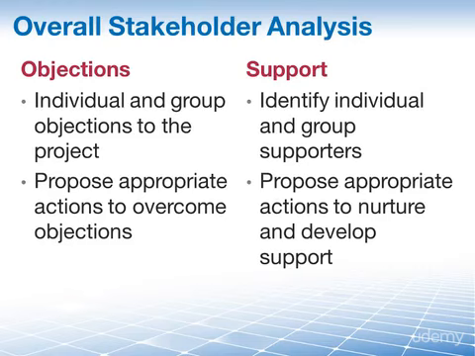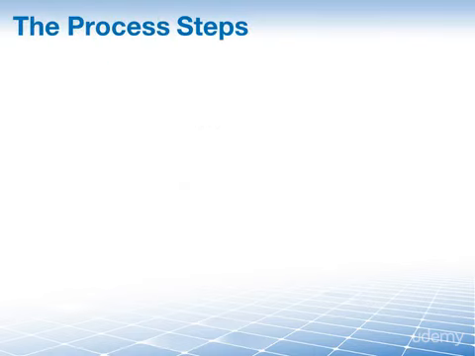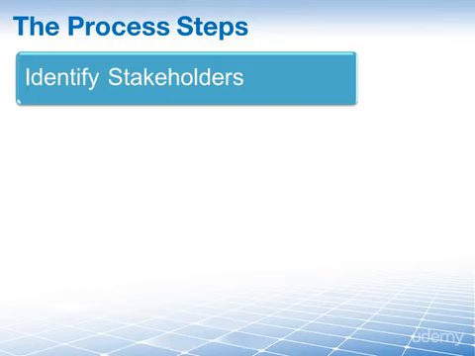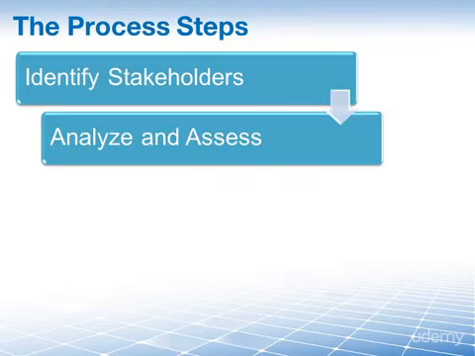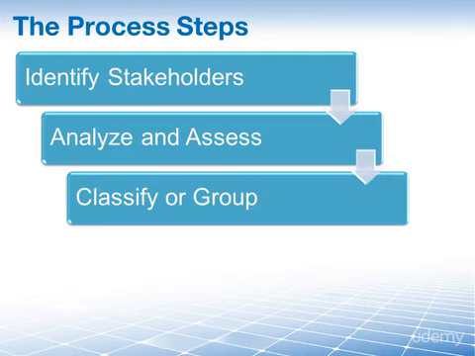By the way, stakeholder analysis is sometimes also called participation analysis because you analyze who participants are and how they participate. Let's take a look at the steps we take in the process of stakeholder analysis. The first step is to identify who your stakeholders are. The next step is to analyze and assess them to determine their power, influence, and interest. The next step is to classify or group them in order to determine the most important stakeholders and an appropriate approach and engagement strategy for each one of them.